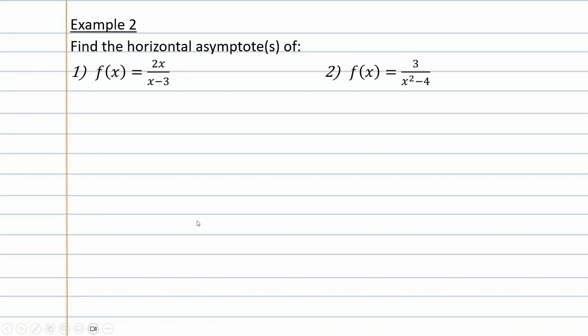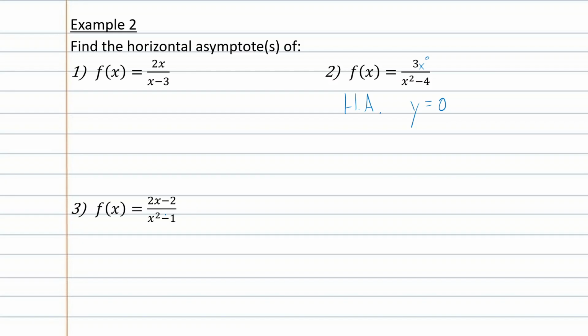Now let's look at number 2. I've got f of x equals 3 over x squared minus 4. Looking at my rules here, I don't even have an x in the numerator, but technically it would be the same as x to the 0 power. That means the numerator has an exponent on my variable that is smaller than the exponent on my denominator. What that means is that I have a horizontal asymptote at y equals 0. You can graph it and check it if you want. I actually encourage you to graph it and check it on your TI calculator.